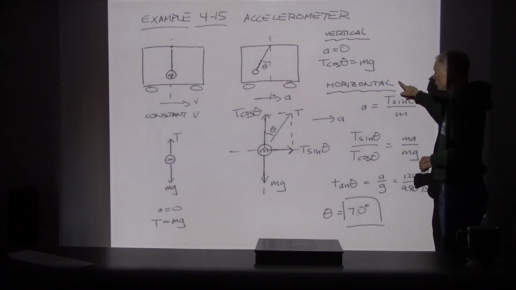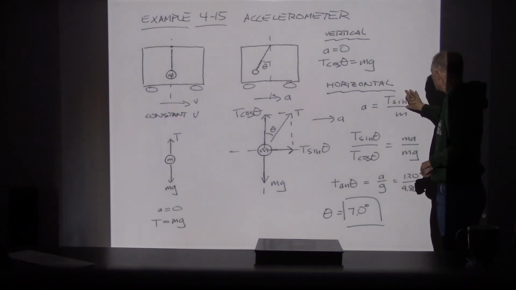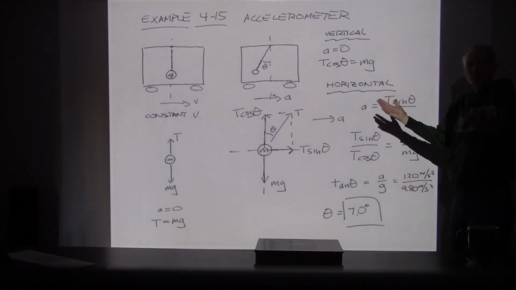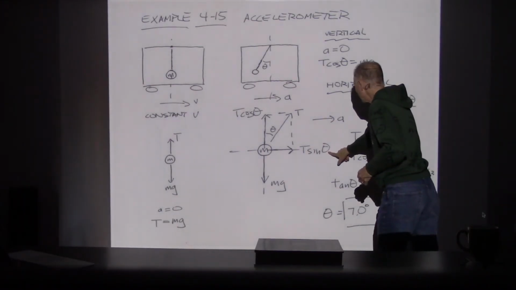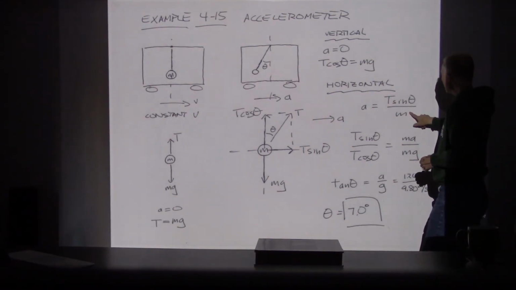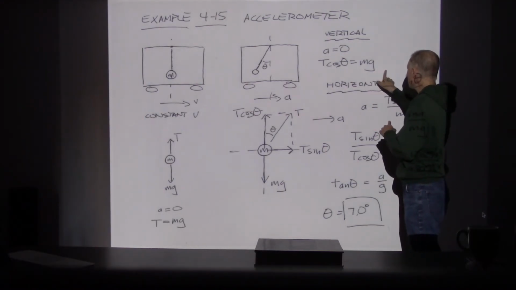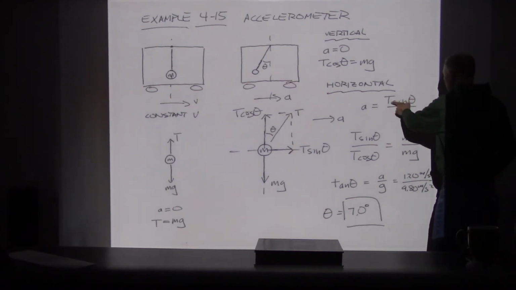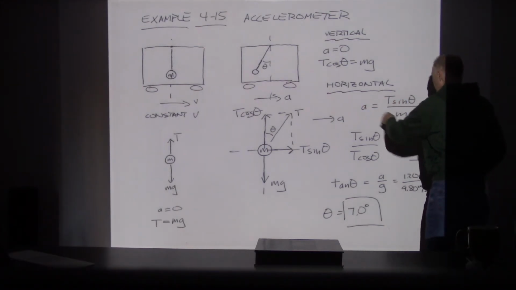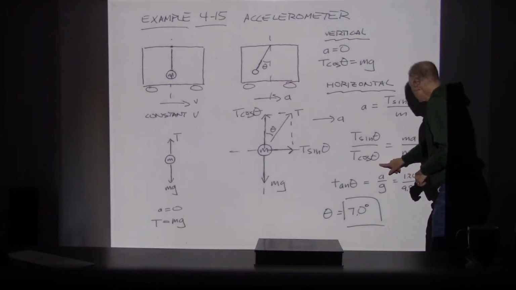In the horizontal direction, there is an acceleration, so I'm writing that down, and it is due to the net force. Now, the only force we have in that forward direction is T sine theta. So the acceleration will be T sine theta divided through by the inertia. I can take these two formulas: T cosine theta equals mg, and T sine theta is equal to m times a. So there it is. T sine theta is equal to ma. T cosine theta is equal to mg.